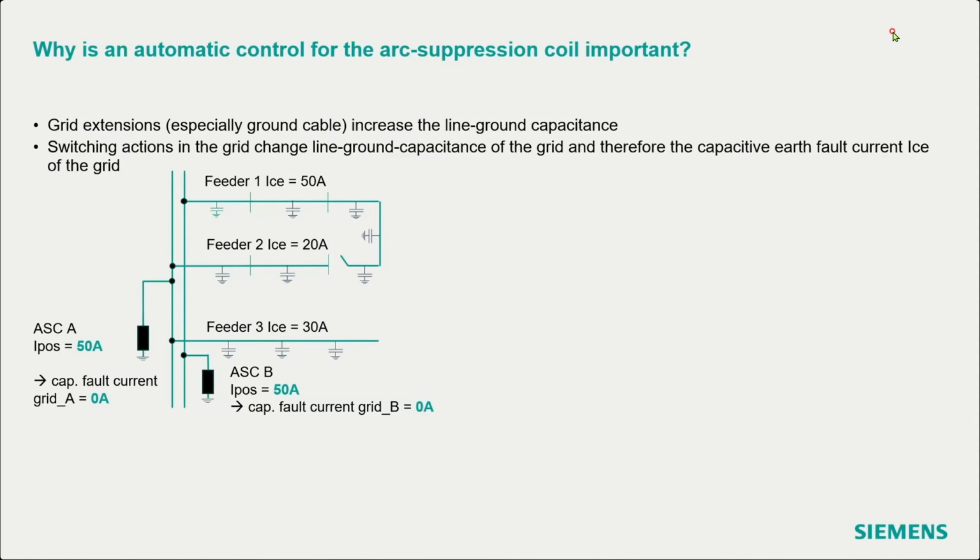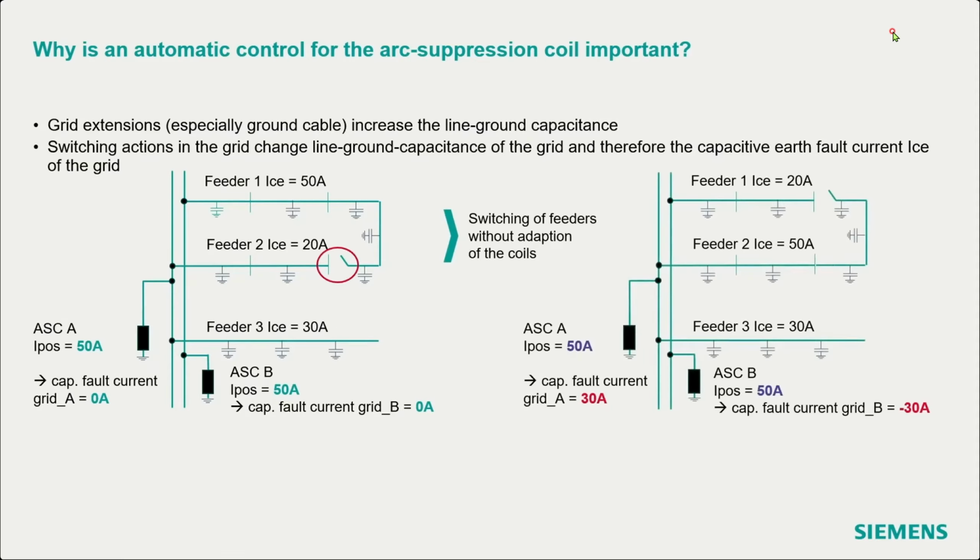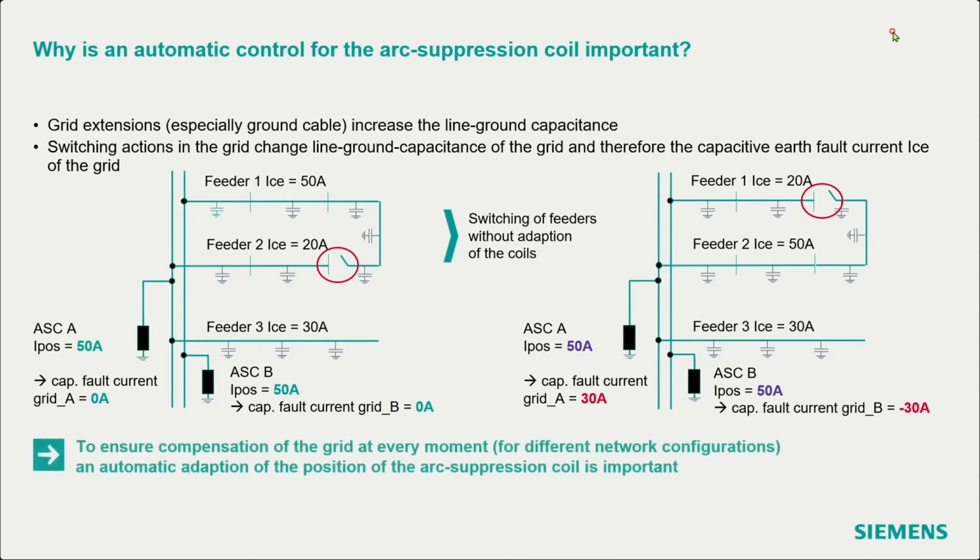For example, the arc suppression coil B is connected to a bus bar where we have one feeder with 50 ampere of capacitive earth fault current. And the coil will also be tuned to 50 ampere, so we will be compensated. But if we now have a switching action in the grid, for example, close here and open here, then this feeder will only have a capacitive earth fault current of 20 ampere. And if the coil does now remain at 50 ampere, we will be overcompensated by 30 ampere and will have a high fault current again. We will not be compensated correctly.